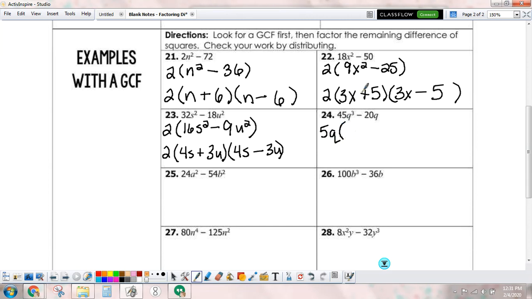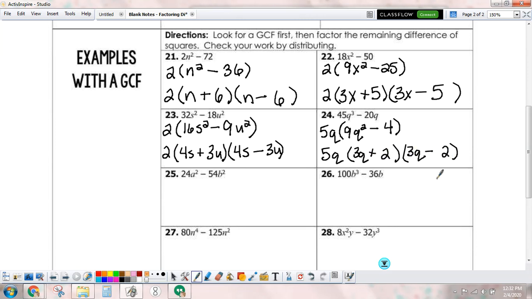Okay, so now I'm going to go ahead and divide both parts by 5q. So 45 divided by 5, that's going to be 9. And q to the third divided by q, so 3 minus 1 is 2. Okay, and then minus 20 divided by 5, that's 4. Q divided by q is 1, so that's it. So now I can go ahead and find my difference of squares. So the square root of 9 is 3. The square root of q squared is q. Plus minus the square root of 4 is 2.